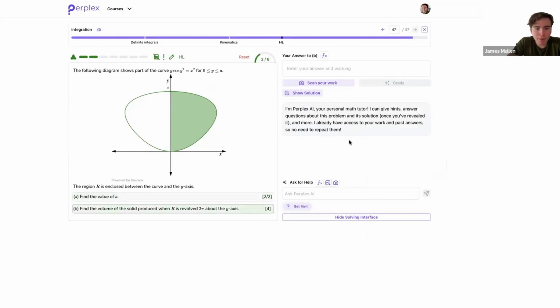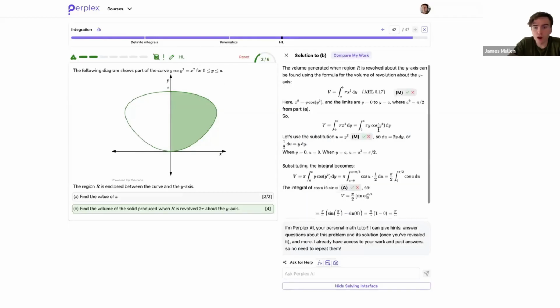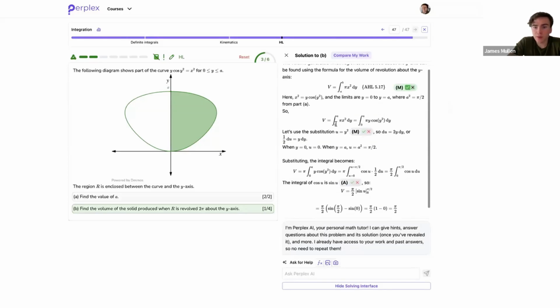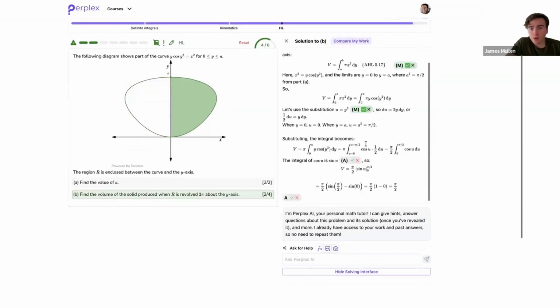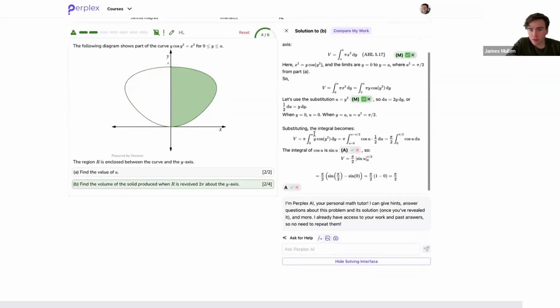Now in part B, I'm going to revolve the solid produced by 2 pi around the y-axis, which means I'm going to be doing an integral with respect to dy, and I'm integrating pi x squared. And x squared is just y cos of y squared. So I'm going to be doing the integral from a to b of y cos of y squared, which in particular I'm going to be integrating from 0 up to a, and a is equal to root pi over 2. And we make the substitution u is equal to y squared, because I notice I have this y, which is the derivative of y squared with a factor of 2 missing.